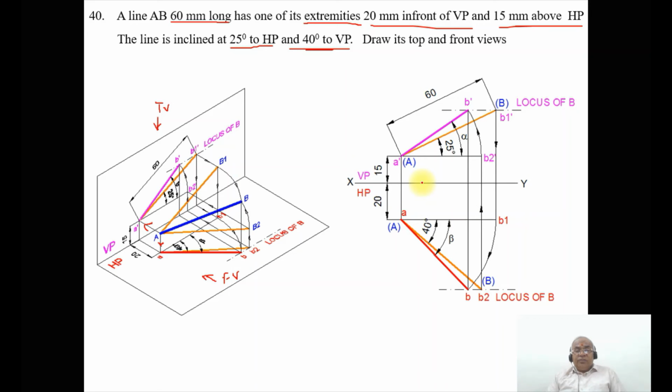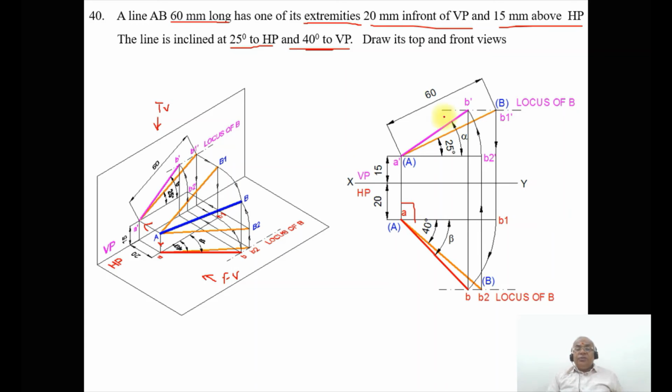From the XY line you measure 15 mm and draw a horizontal line, because it is above HP, so the image has to be in VP. Similarly, 20 mm in front of VP will be seen in HP, so from the XY line you measure 20 mm and draw a horizontal line. You take any point on the line drawn in the vertical plane, and from there you draw a perpendicular to the line drawn in the top view.